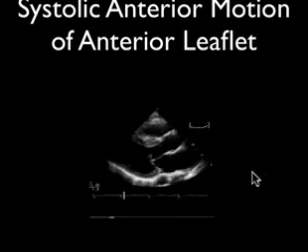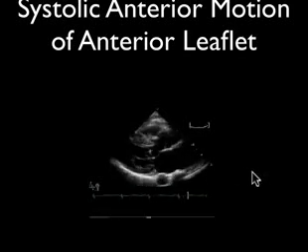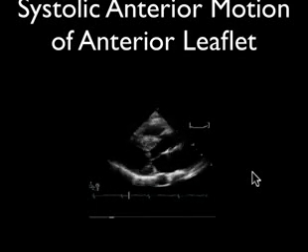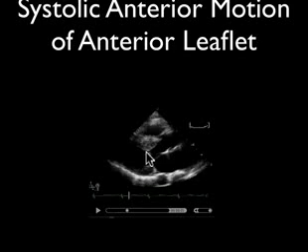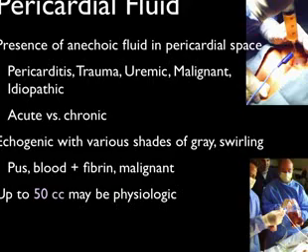I'll get my arrow out of the way so you can see it, and see if I can pause it right when it happens, right there. So we can see here at end systole, this leaflet flips up and actually occludes the flow of blood trying to get out of the aorta. That's another finding with hypertrophic cardiomyopathy, and you can see how thick this septum is here.